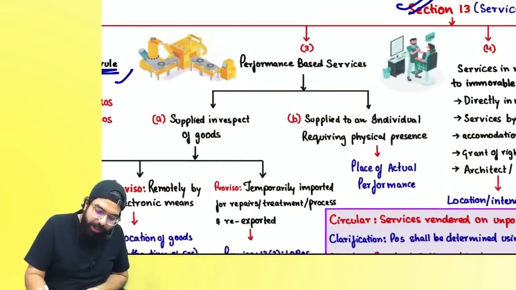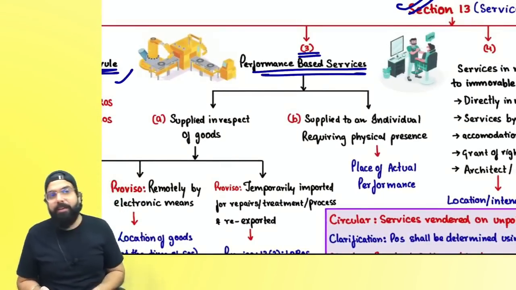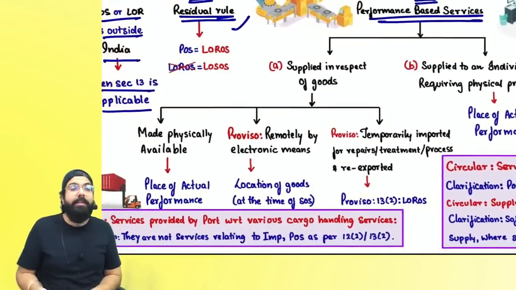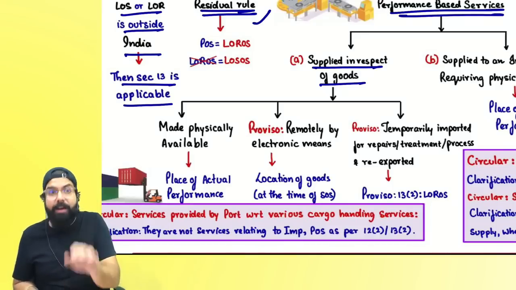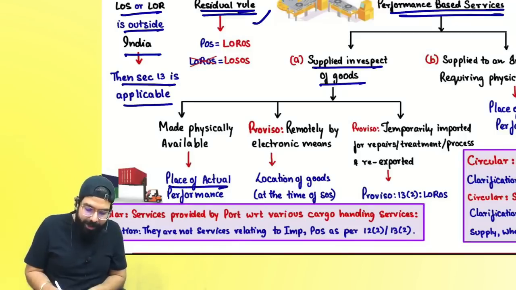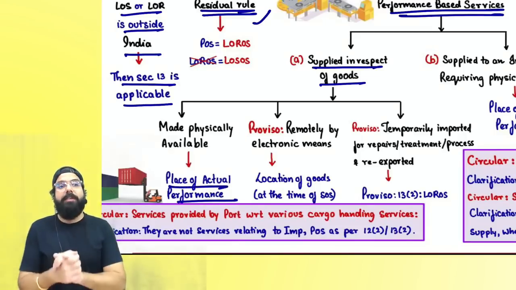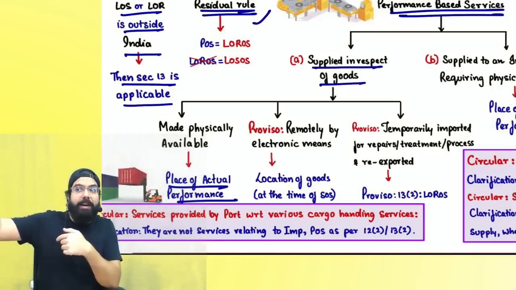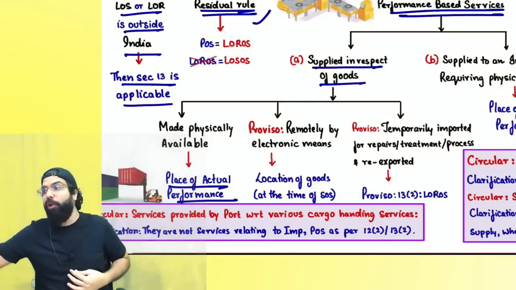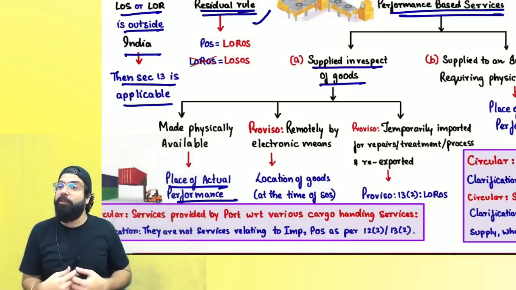The next one is section 13.3, which talks about performance-based services. Section 13.3(a) says that whenever the service is supplied in respect of goods which are made physically available, the place of supply will be the place of actual performance. The proviso in section 13.3(a) says that when goods are not physically made available and the service is provided remotely, then the location of the goods, where the goods are located, will be the place of supply.